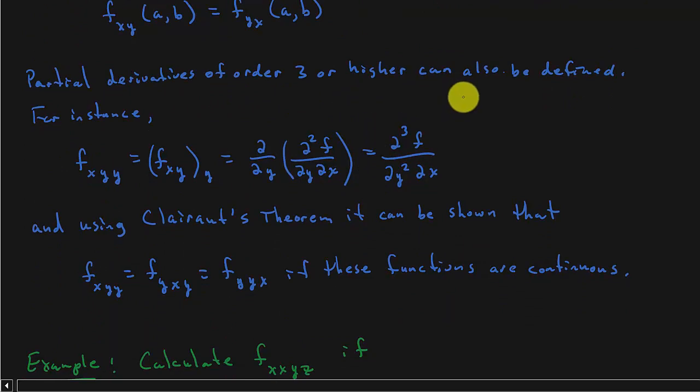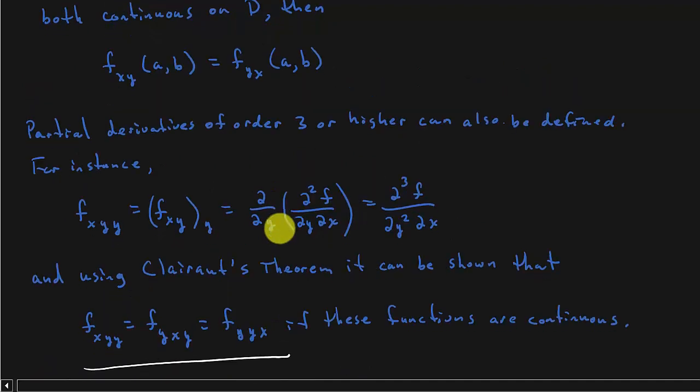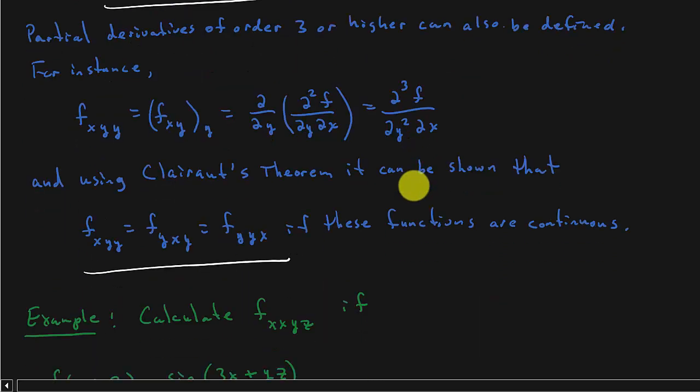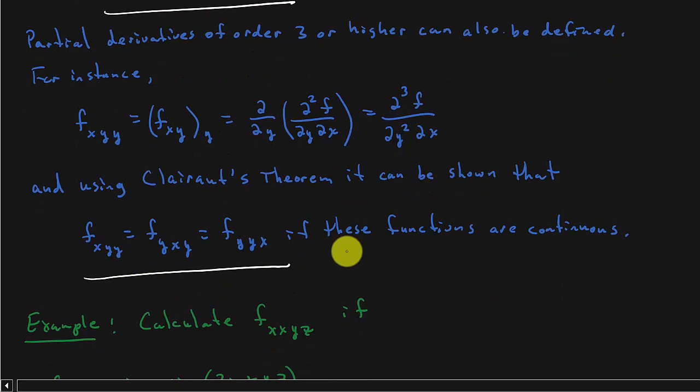Partial derivatives of order 3 or higher can also be defined. For instance, the partial with respect to y of the partial with respect to y of the partial of f with respect to x is equal to this. Okay, so it's just telling you the order that you're going to differentiate in: x first, then y, and then y again. So it's the third partial with respect to x first, then y, then y again. And using Clairaut's theorem, it can be shown that all of those are equal if the functions are continuous. That's what they're telling you there. You're just taking the third partial, so it'll work.